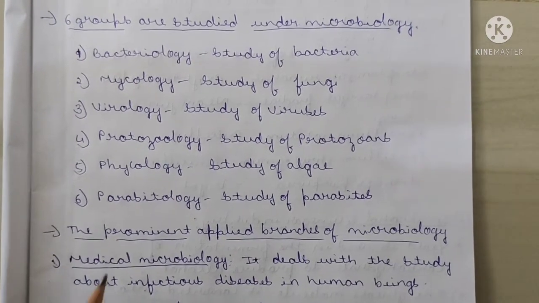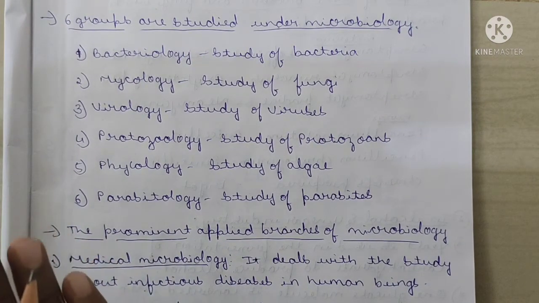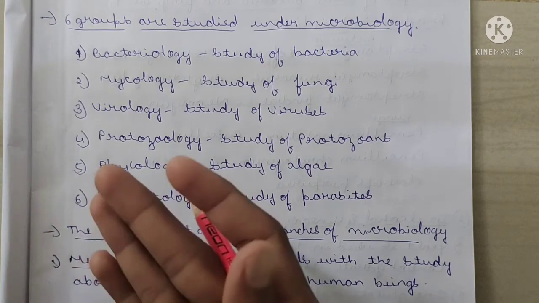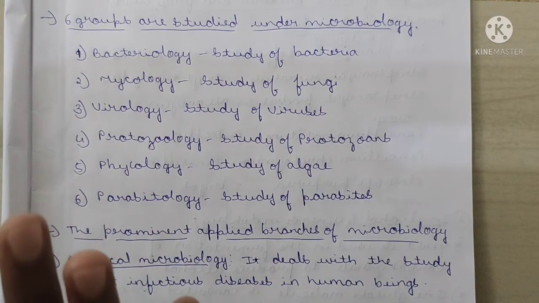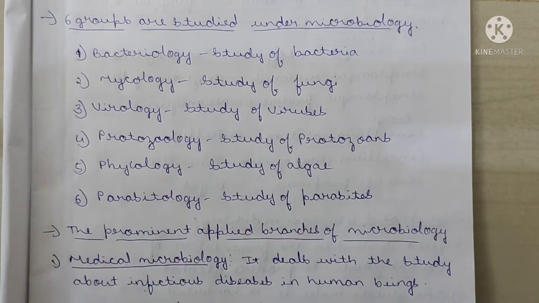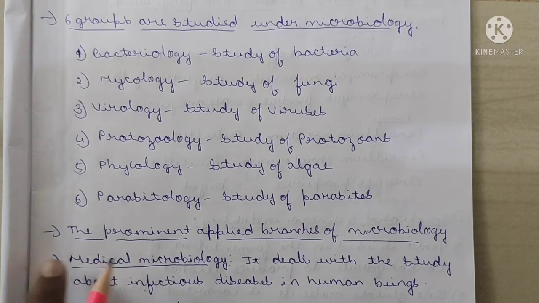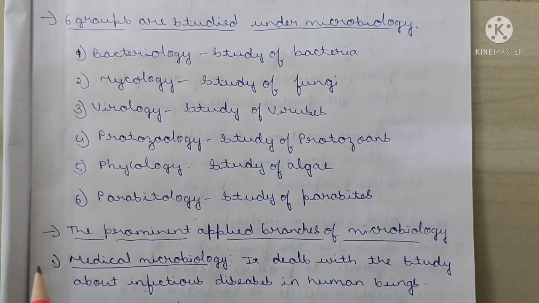Here, some branches are there in microbiology. These are prominent, like medical microbiology and pharmaceutical microbiology. These are the microbiology branches which we utilize in general. The first one is medical microbiology. It deals with the study of infectious disease in human beings. Medical microbiology is a very important subject in the MBBS, Bachelor of Medicine and Bachelor of Surgery.